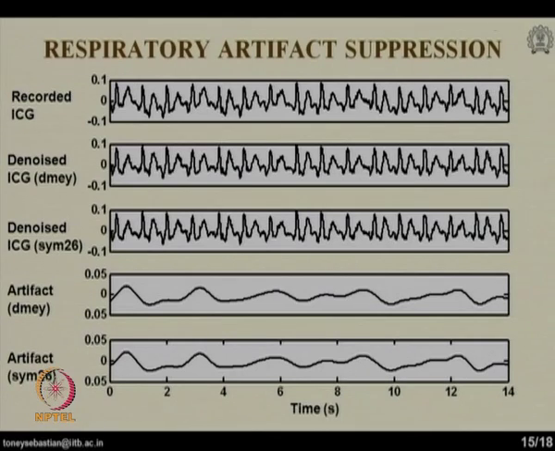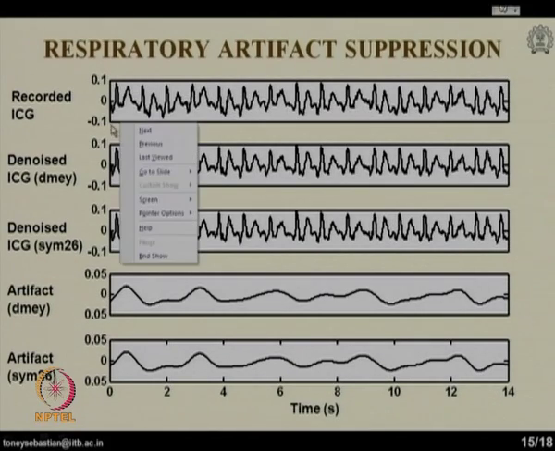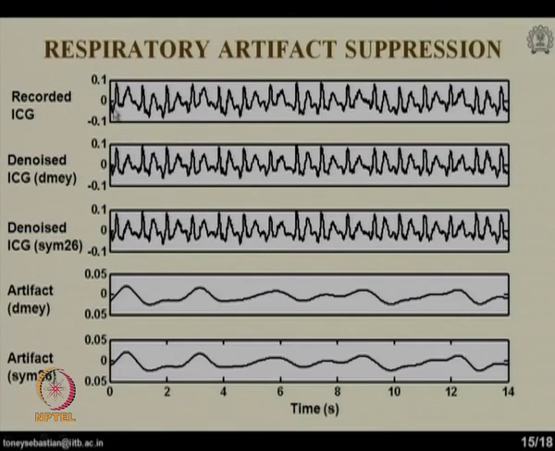Here you can see one ICG waveform recorded under resting condition but with respiration. This first waveform is the ICG recorded with respiratory artifact. The slow varying oscillations, the sinusoidal oscillations, are because of the respiration.